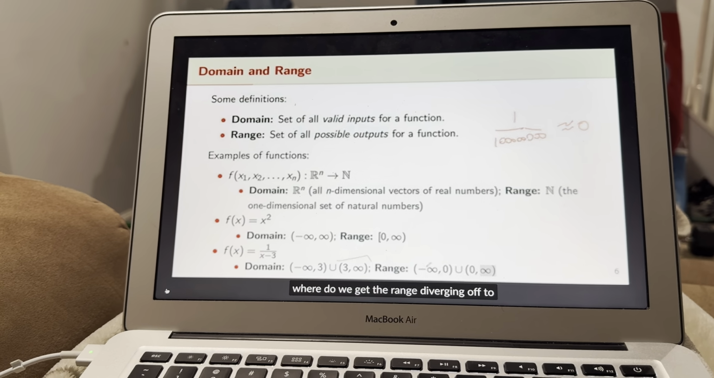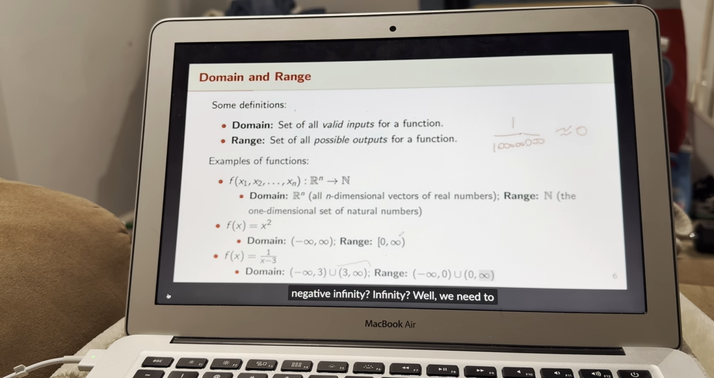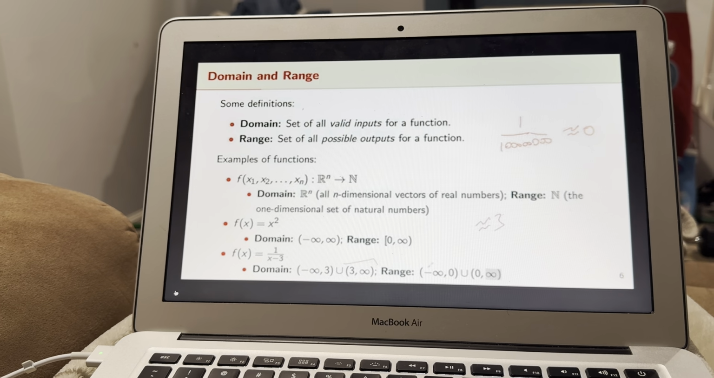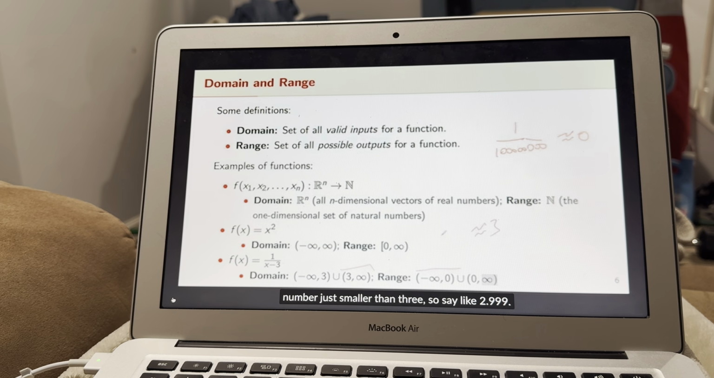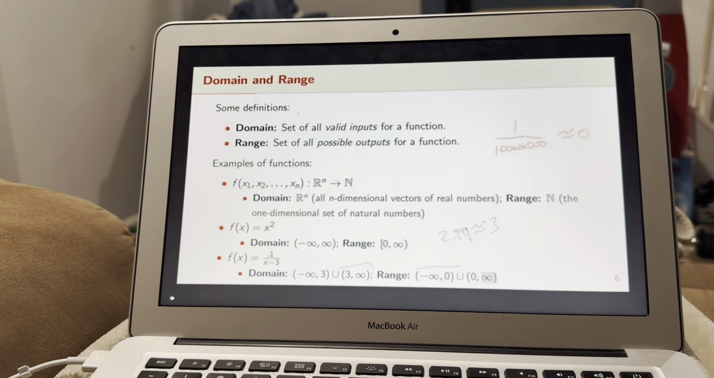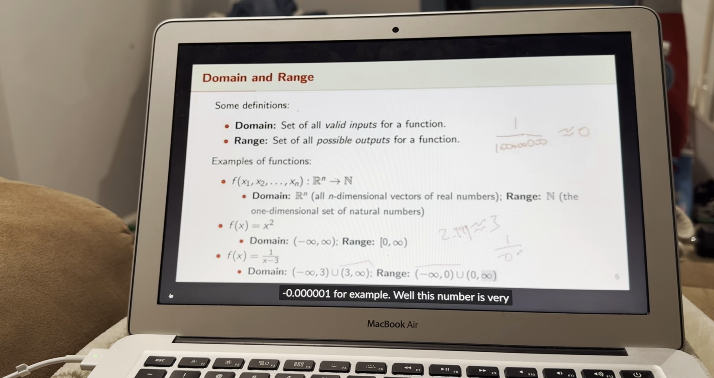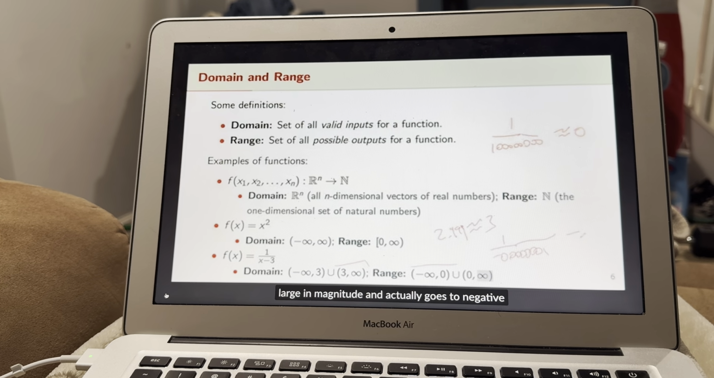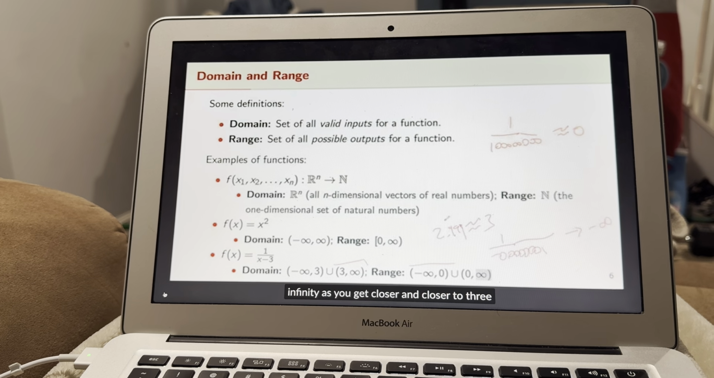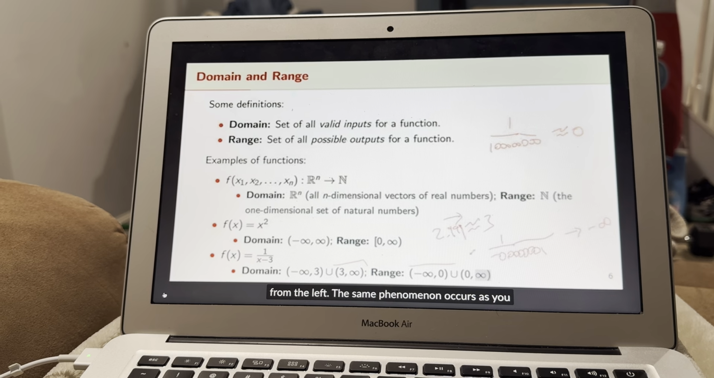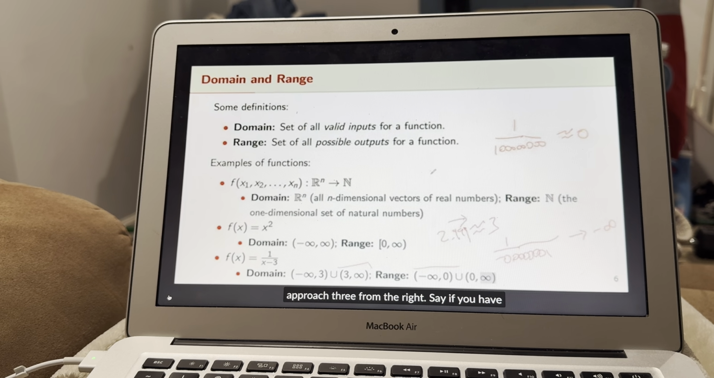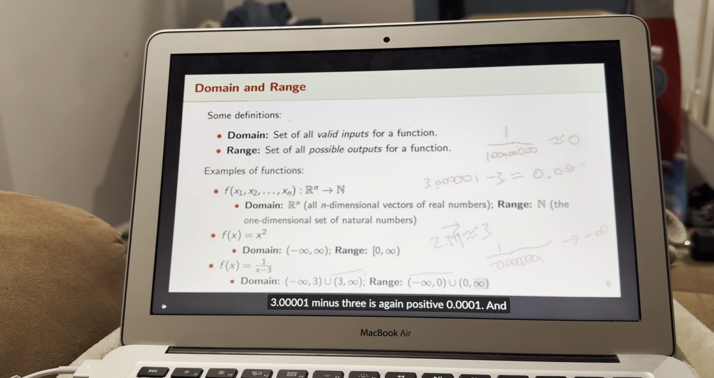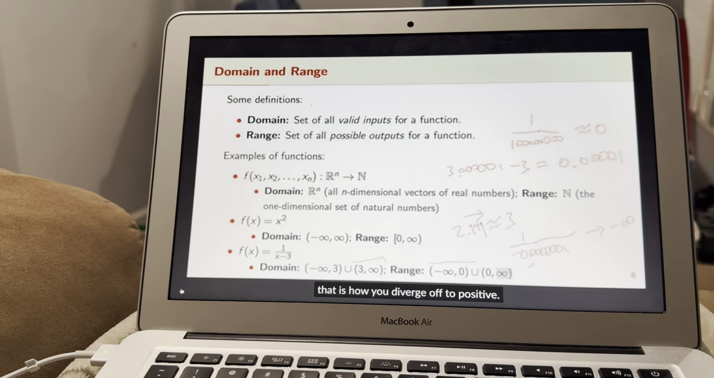Now, where do we get the range diverging off to negative infinity and infinity? Well, we need to think about numbers close to 3, but not exactly equal to 3. So, for example, if we're back here on the left and we're considering a number just smaller than 3, say like 2.999, well, 1 over 2.999 minus 3 is 1 over negative 0.000001, for example. Well, this number is very large in magnitude and actually goes to negative infinity as you get closer and closer to 3 from the left. The same phenomenon occurs as you approach 3 from the right. Say if you have 3.00001 minus 3, that is again a positive small number, 0.00001, and that is how you diverge off to positive infinity.